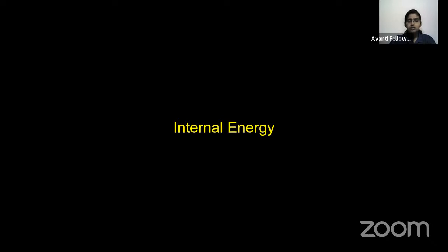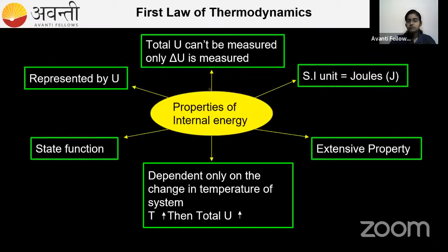The properties of internal energy are, first of all, it is represented by the letter U. It is a state function, meaning it depends only on the initial and final state of the system, and it depends only on the change in temperature of the system. If the temperature increases, internal energy also increases. It is also an extensive property whose value changes on changing the quantity like mass, etc. The SI unit of internal energy is joule, and the total internal energy cannot be measured, only the change in internal energy is measured. So U cannot be measured, only delta U can be measured using calorimeters.